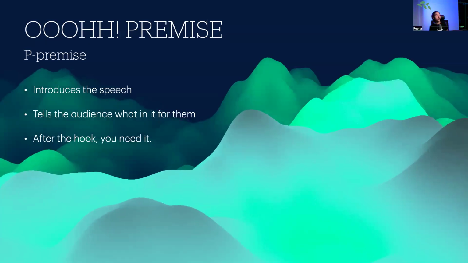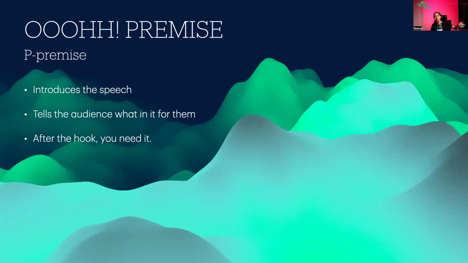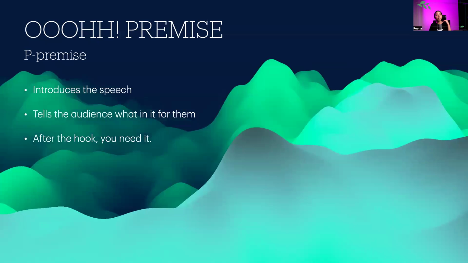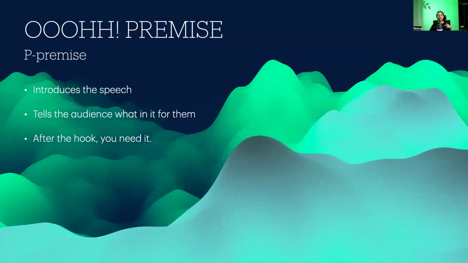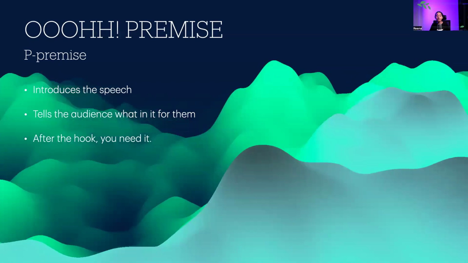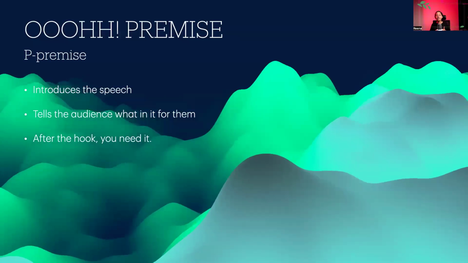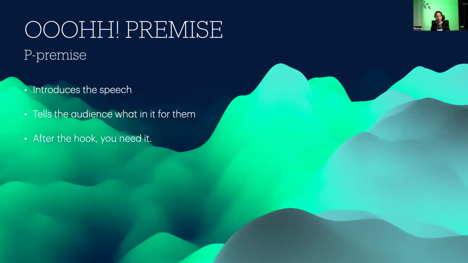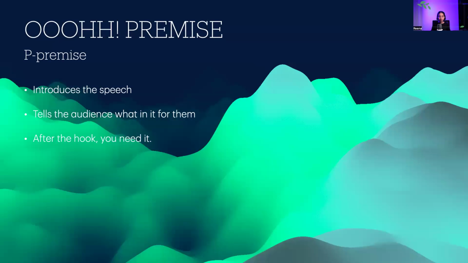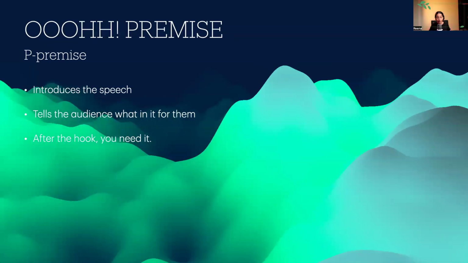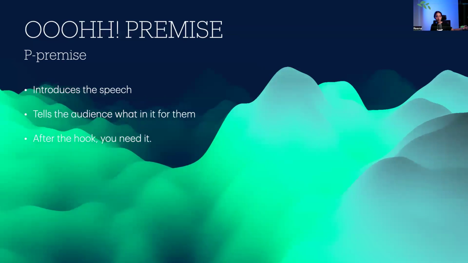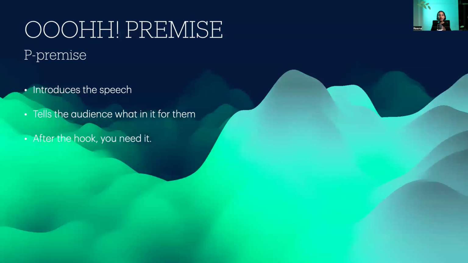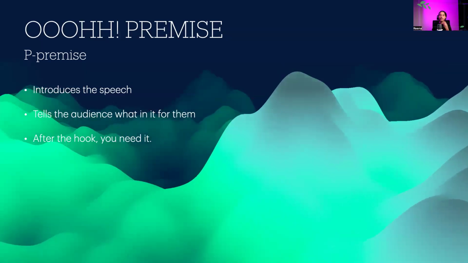So after the hook, you obviously need it because you need to tell your audience what you're talking about. The thing is, I have heard a lot of speeches that do the hook right, but after that, the whole speech they forget to tell what their speech is about, and this often leaves the audience disturbed and bored. So introduce the speech and tell the audience what's in it for them. If nothing is there for them, then they're not going to be interested, trust me. So you need to introduce your speech, and craft it in such a way that even your premise looks amazing.